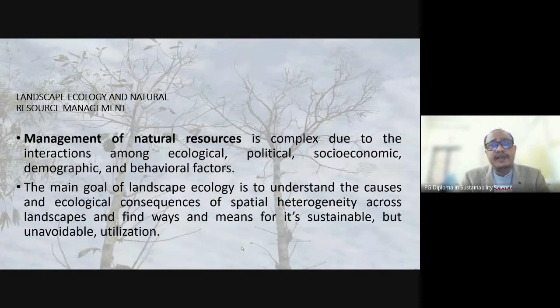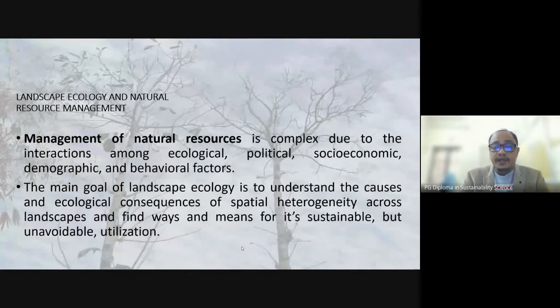So this shows that we know that structure and function of landscape are closely related. When we are talking about management of natural resources, and when you look into a very complex issue, here we have to understand the principles of landscape ecology, because when we talk about natural resource management, it is not about the structure of your landscape, it is about the function. Here we have to look at landscape ecology with human as a part of it. So the main goal of landscape ecology is to understand the causes and ecological consequences of spatial heterogeneity across landscapes and find ways and means of its sustainable use.